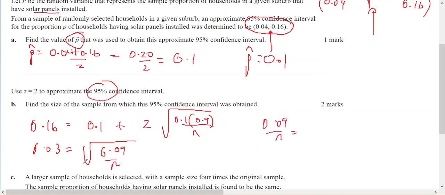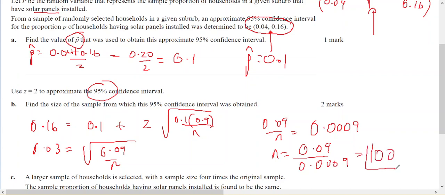0.09 on n equals this squared, 0.0009. So n will be 0.09 divided by 0.0009, which will be 100. N equals 100.